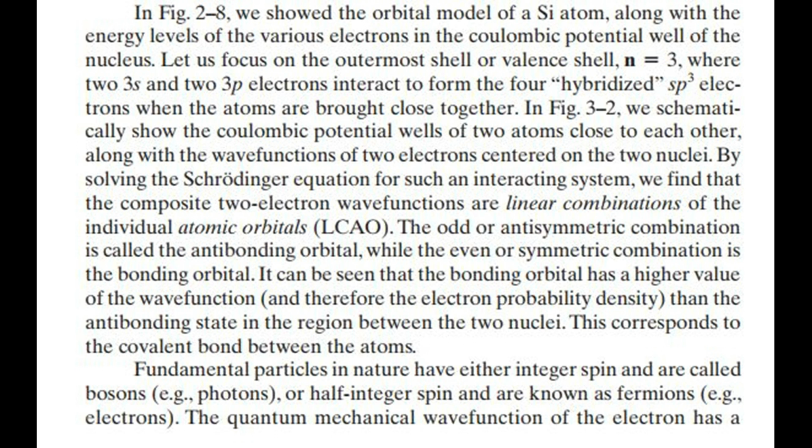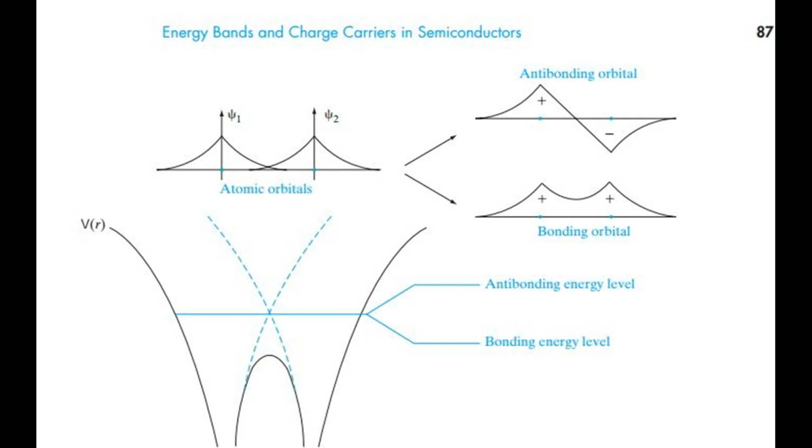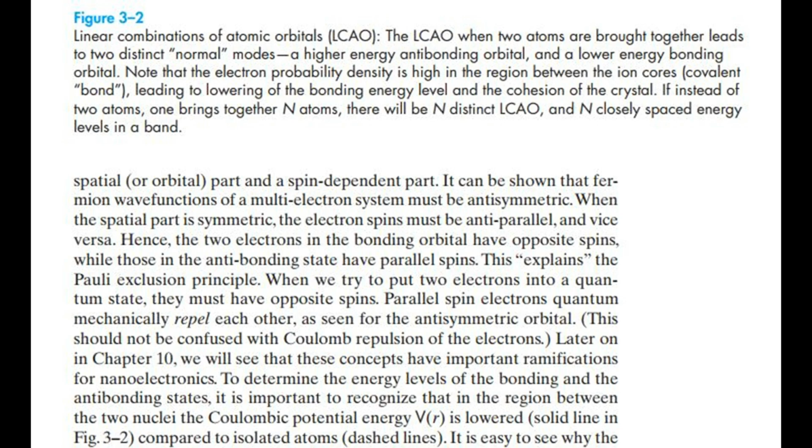Fundamental particles in nature have either integer spin and are called bosons, for example, photons, or half-integer spin and are known as fermions, for example, electrons. The quantum mechanical wave function of the electron has a spatial, or orbital, part and a spin-dependent part. It can be shown that fermion wave functions of a multi-electron system must be antisymmetric. When the spatial part is symmetric, the electron spins must be antiparallel, and vice versa. Hence, the two electrons in the bonding orbital have opposite spins, while those in the antibonding state have parallel spins.